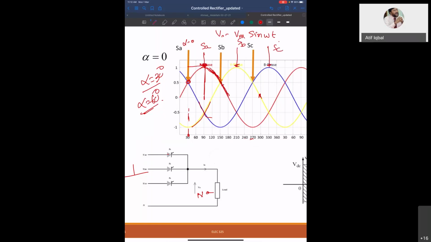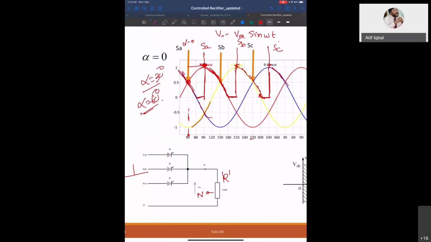And now when you come to this point, it will go in the negative direction also. But look, if you have only resistive load, if you have R load, it cannot go negative. So where will it stop? It will stop at this point, and then it will give you 0. And then it goes here, and then it will be 0, and then it will be like this. So this is discontinuous mode if you have resistive load.